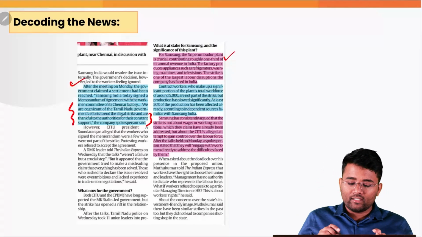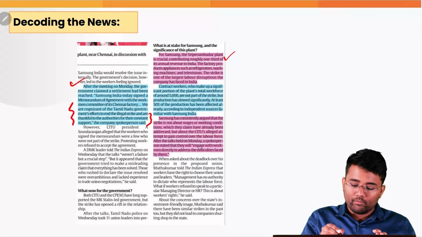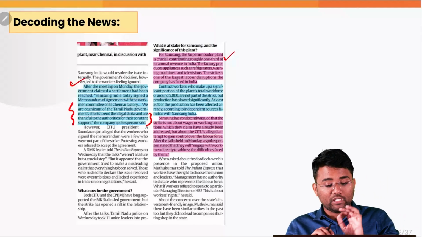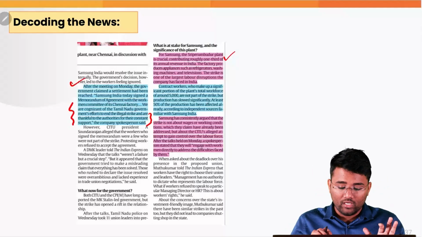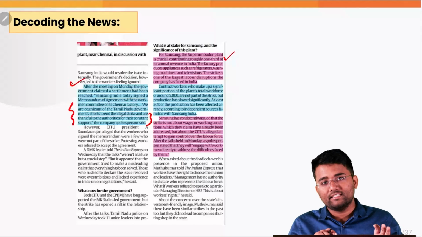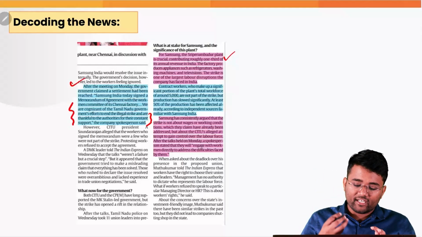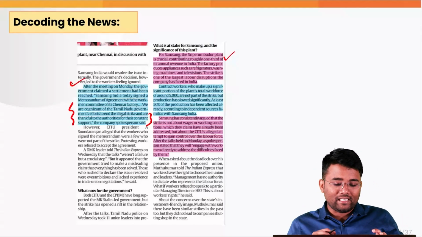For Samsung, this particular plant is very crucial because it contributes almost one-third of its annual revenue in India. The factory produces appliances, white goods like refrigerators, washing machines, and other things like televisions.